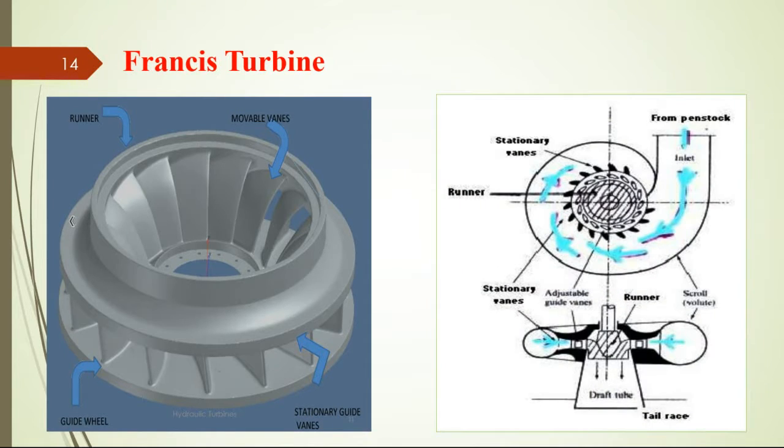Then, these are typical pictures of Francis turbine, where we can easily see the runner, movable vanes, guide wheels, and stationary guide vanes.